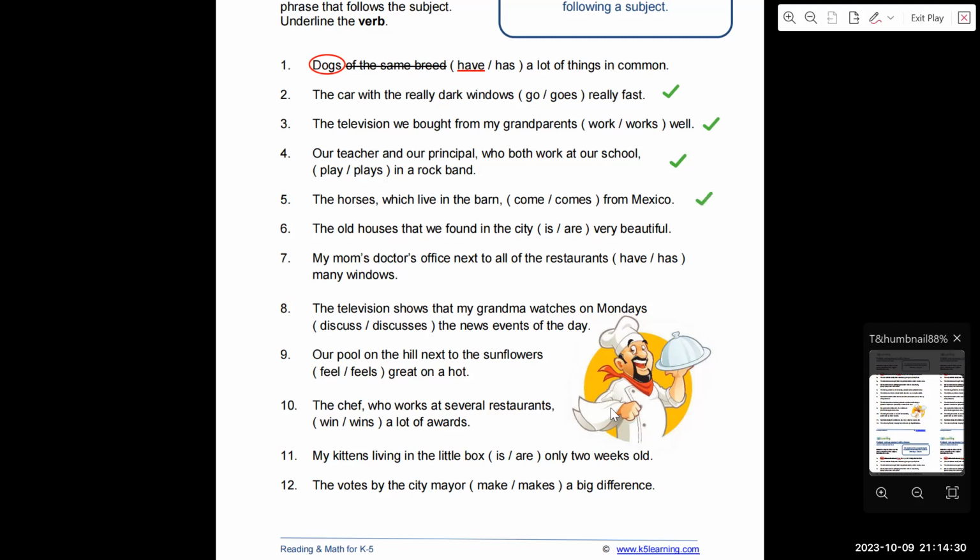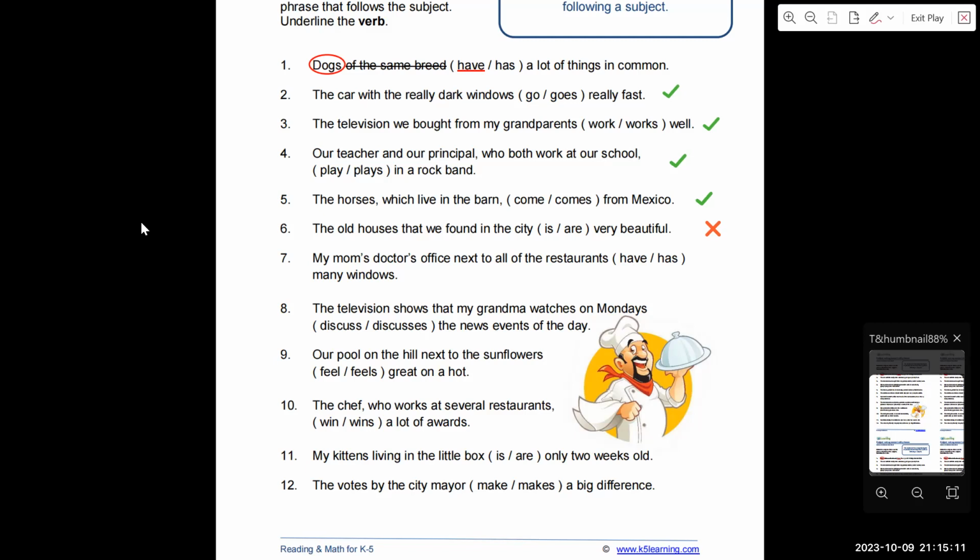Continue. The old houses that we found in the city is very beautiful. Okay, your answer is? It's wrong, right? What is the subject? Houses, the old houses. Yeah, the old houses, it's plural. So your verb should not be is. It should be are. Okay? I think you just got confused, but you still know. Okay, that's fine.